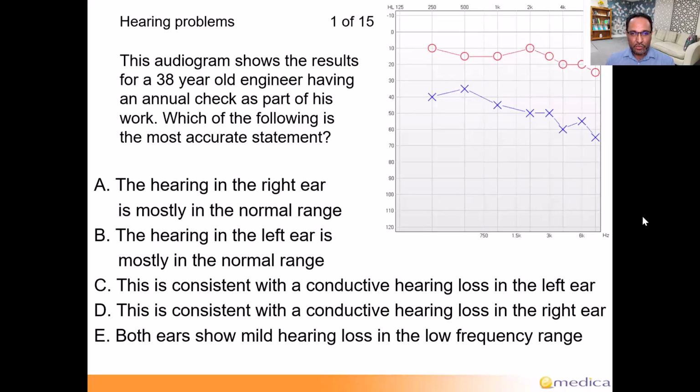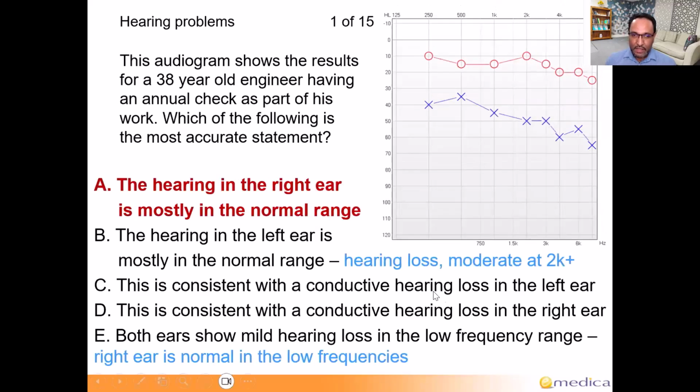Okay. So what we've got here is an example of an audiogram. Now, what's interesting about this one, you'll notice that they've not annotated which is what. You know, what's the red line, what's the blue line? They've not annotated. Whereas in a typical audiogram, that would be the case. They would outline what's been shown where. But that's actually what's being tested here. Okay. So the correct answer is A, that the hearing in the right ear is mostly in the normal range.